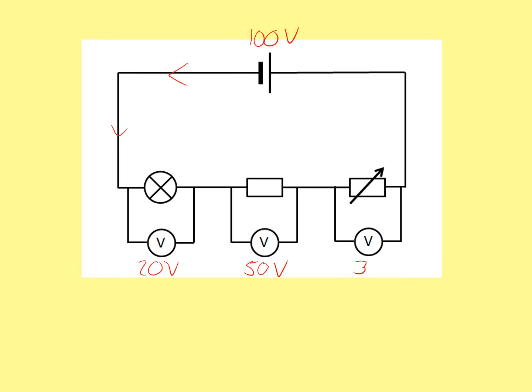And the rule is that every biscuit must go. So for potential differences in a series circuit, every single potential difference must add up to the cell. So 20 plus 50 plus 30 adds up to 100. And that's the rule for potential difference in a series circuit.